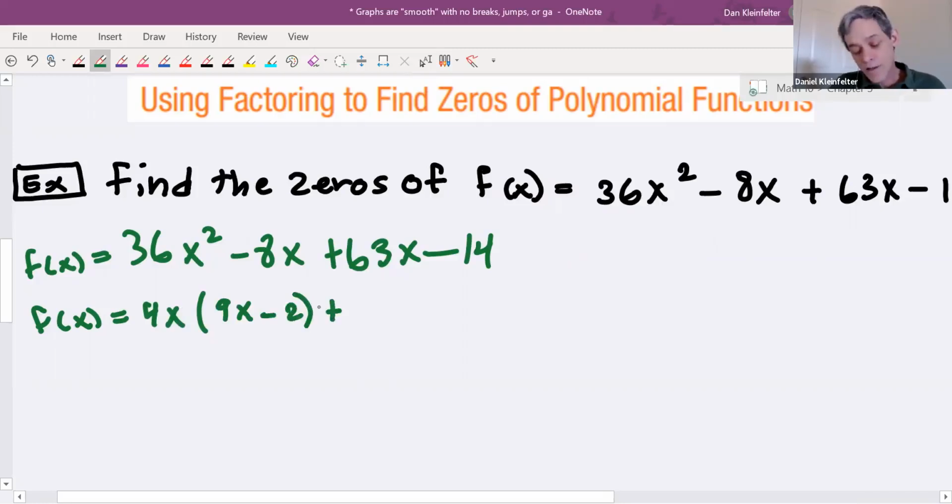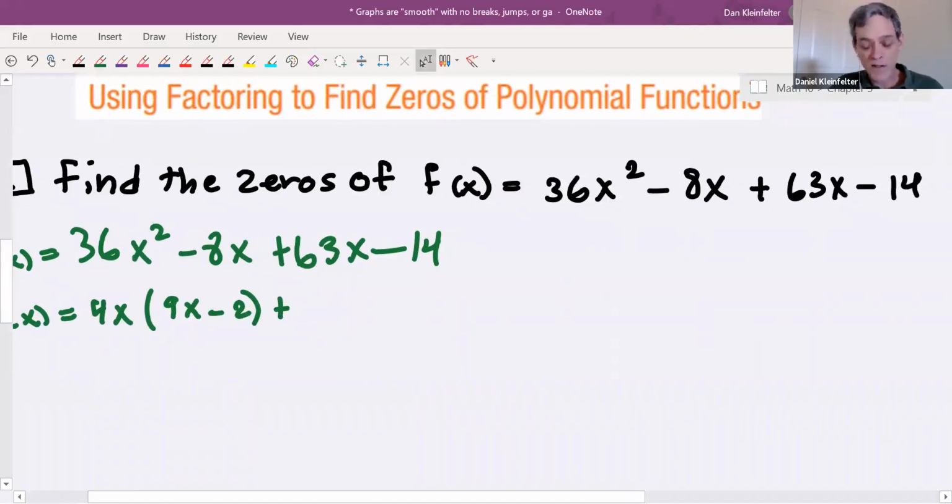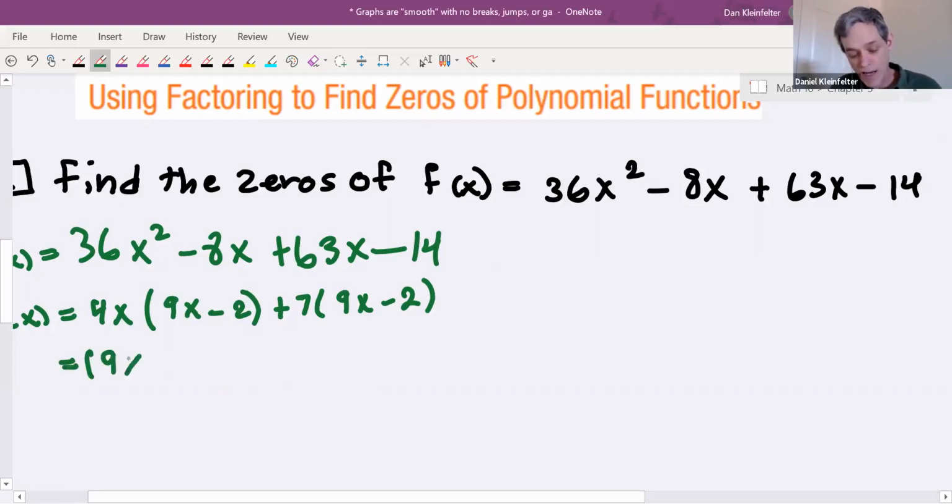In the second 2 terms, we have 63x minus 14, and there's a common factor of 7. If we factor out that 7, we'll be left with 9x minus 2. Now you'll notice that the 2 expressions in parentheses are the same as each other. So in other words, our expression that has 2 terms has a common factor of 9x minus 2. So we're going to factor out that 9x minus 2. What's left is 4x plus 7. All right, so we've rewritten f of x in its factored form.